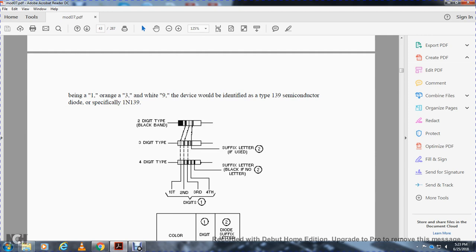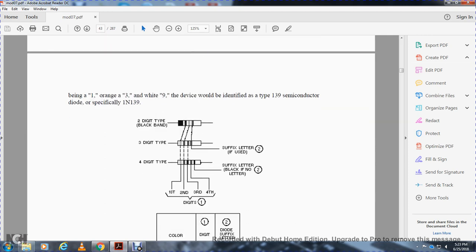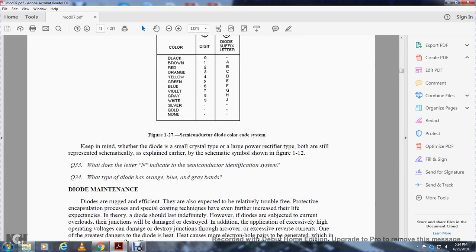The band is at the negative terminal: brown, orange, and white. The digits are coded as follows: 0 is black, brown is 1, red is 2, orange is 3, yellow is 4, green is 5, blue is 6, violet is 7, gray is 8, and white is 9. Suffix letters from 1 to 9 are A through J.